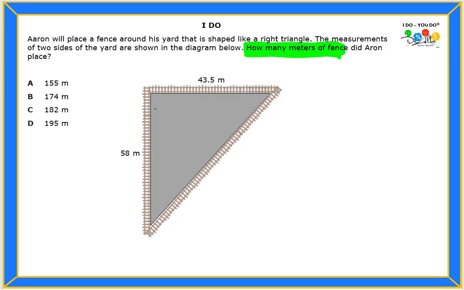Now, fence means all the way around because it says right here, around his yard. So what comes to your mind when I say around or when I say a fence? Okay, yeah, we should think about perimeter, right? And perimeter, you will find it by adding all the sides, okay? So I need to add up all the sides. Now, I have a problem because only two sides are given to me.